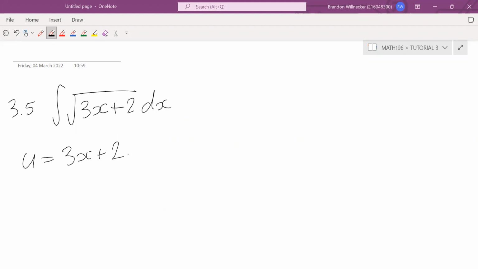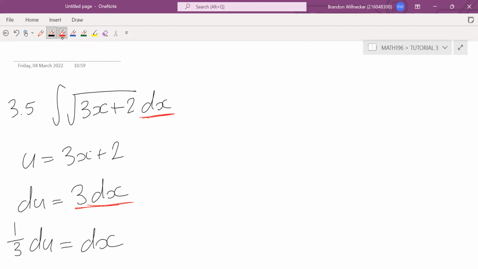Okay, so we need du. So du is going to be 3 dx. But over here, we just have dx. Over here, we have 3 dx. So we need to take the 3 over. So 1/3 du is equal to dx. Okay, now we're happy because we've got just dx here. Okay, so we've got everything we need to do the integral.